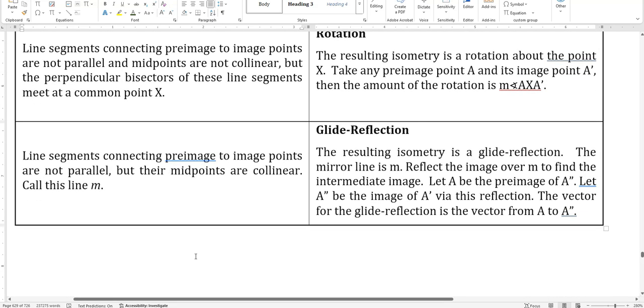And finally, for a glide reflection, the line segments connecting pre-image to image points are not parallel, but their midpoints are collinear. Call this line M, and the resulting isometry is a glide reflection. The mirror line is M. Reflect the image over that line M to find the intermediate image. Let A be the pre-image of A prime, and let A double prime be the image of A prime via this reflection. The vector for the glide reflection, of course, then is from A to A prime.